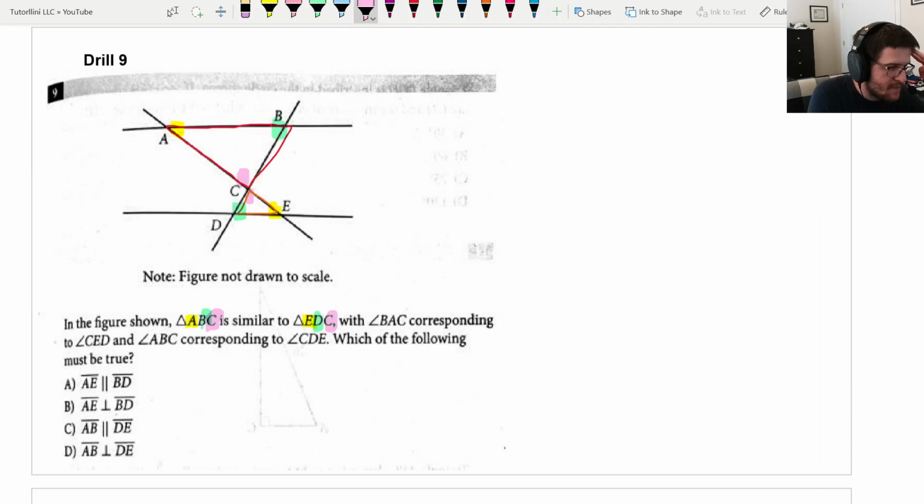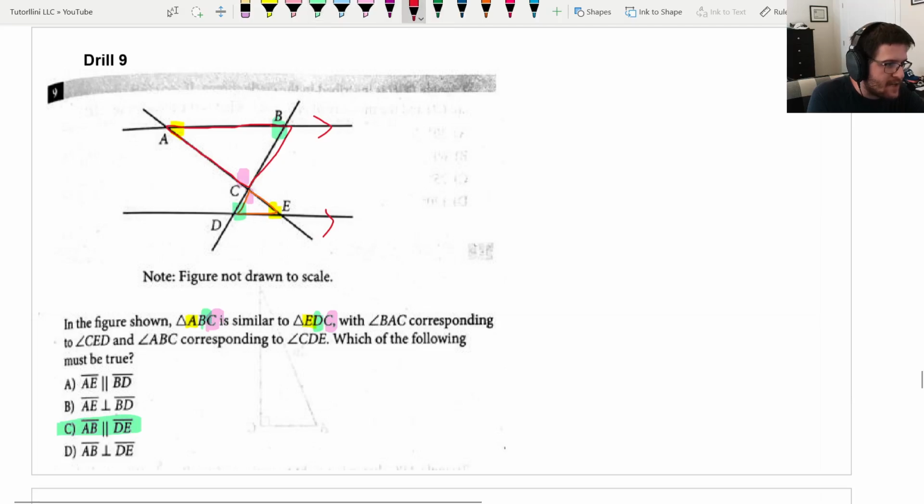Which of the following must be true? Okay, we kind of talked about this already. These two lines need to be parallel. So AB needs to be parallel to DE. Otherwise, those corresponding angles won't be equal.